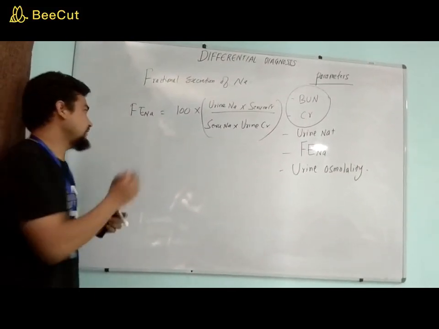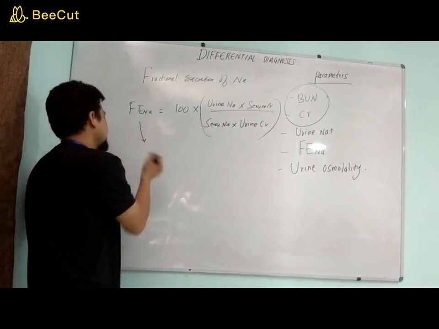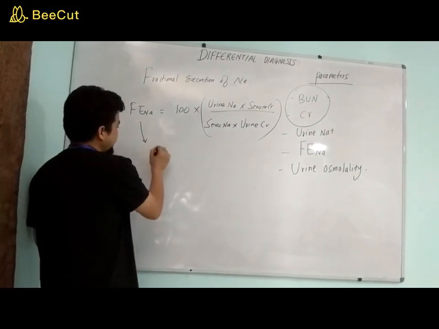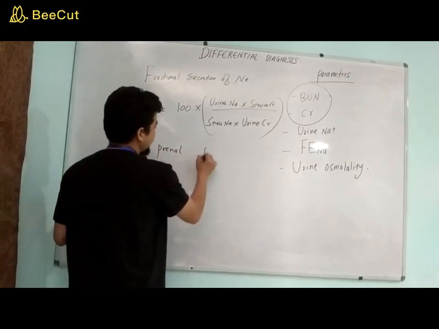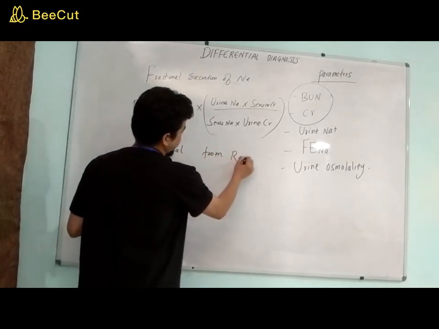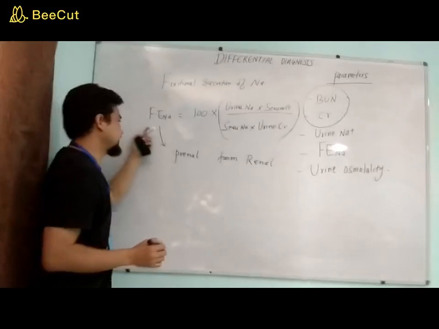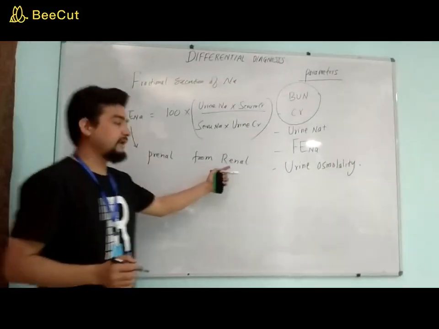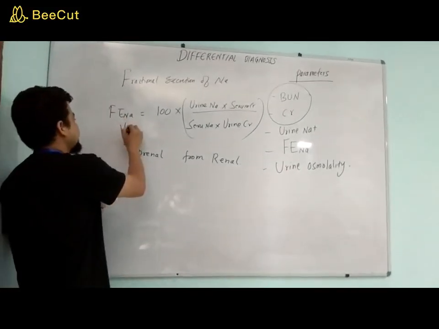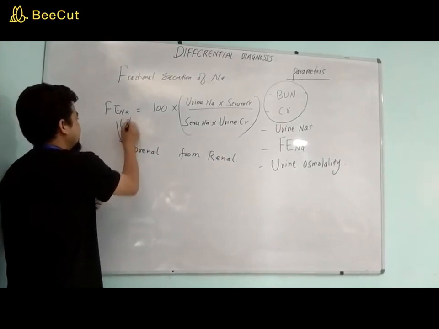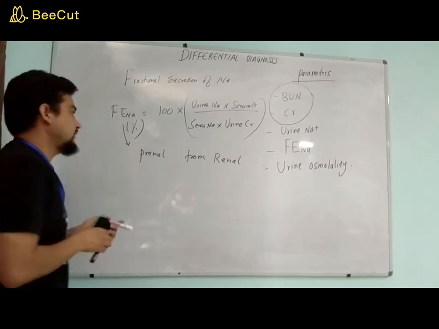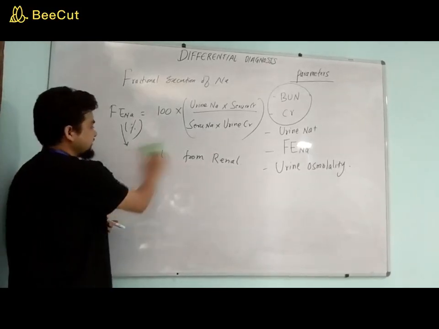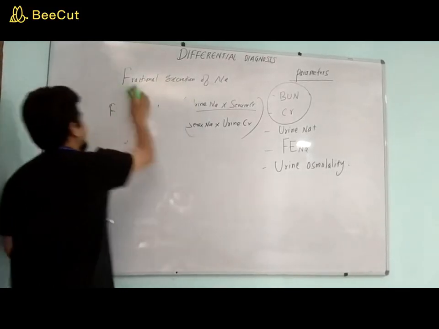Why is it important? It is important because it helps to differentiate pre-renal from renal disease, and it is expressed in percentage. Okay. Now let's discuss these parameters in different diseases.